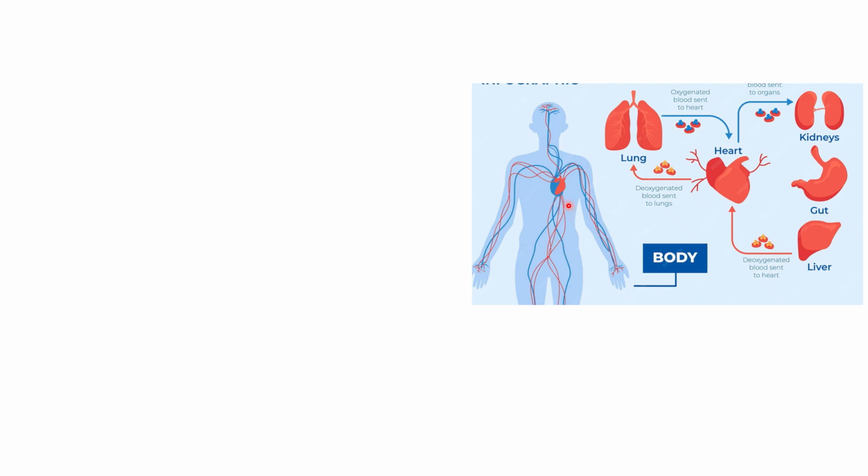Now, this is your circulatory system, the heart and the blood vessels. Blood vessels move from the heart to every organ in your body to provide these cells and organs with nutrients and oxygen.